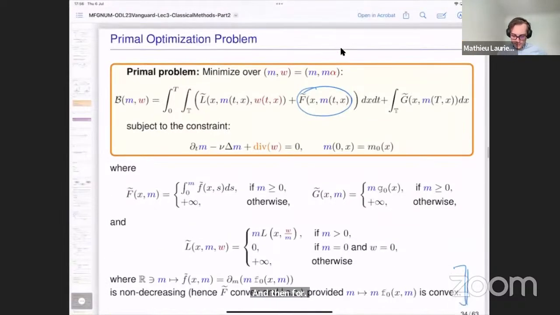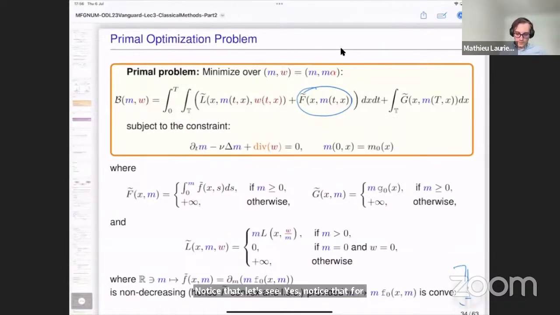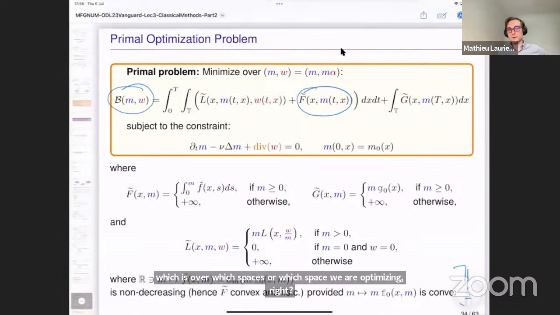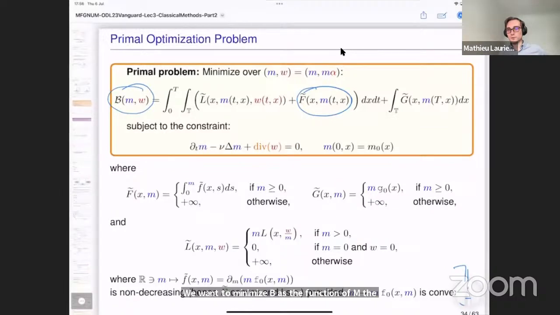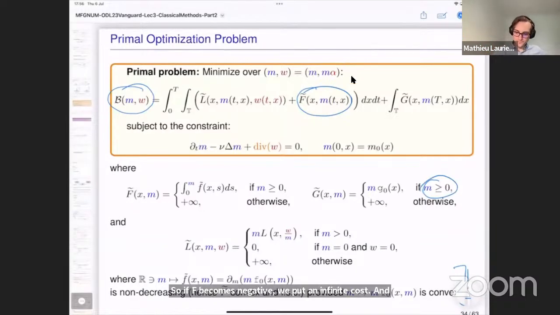Notice that we need to be a little bit careful about what happens if... we don't want to allow M to be negative. Here there is one thing that I'm sweeping under the rug, which is over which space we are optimizing. We want to minimize B as a function of M and W, but over which spaces are we optimizing? In particular, we don't want to allow M to be negative. So if M becomes negative, we put an infinite cost, and this is going to be a convex function.